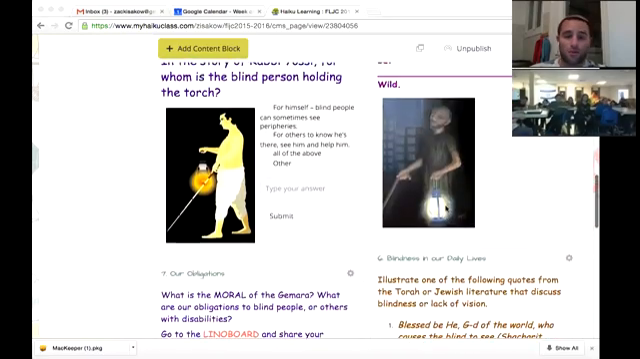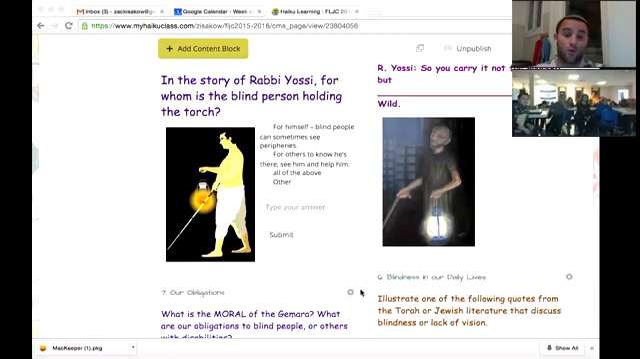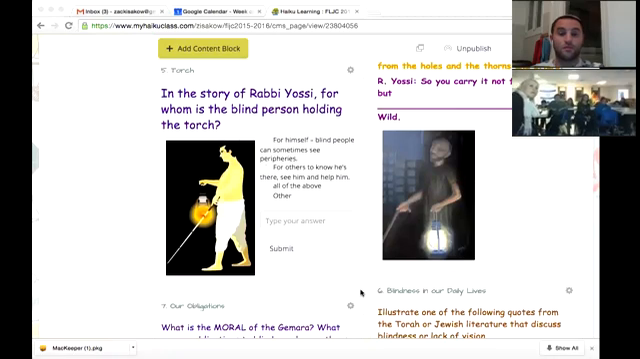Okay, so we had this story, and we want to know Rabbi Yossi is carrying a torch in the middle of the night. Who's he carrying it for if Rabbi Yossi himself is blind? Write down on your paper, who do you think he's carrying it for? Okay, let's take another minute or so to answer the question, please. I don't see everybody writing. If everybody can please write. Okay, let's take 30 more seconds.